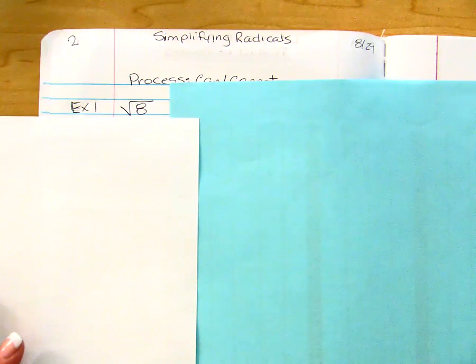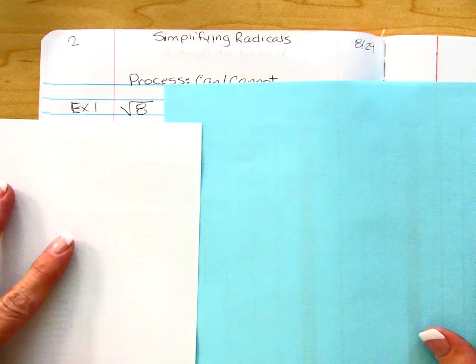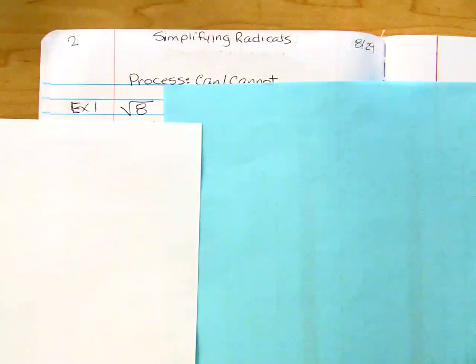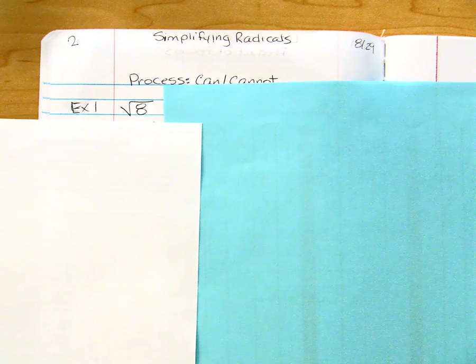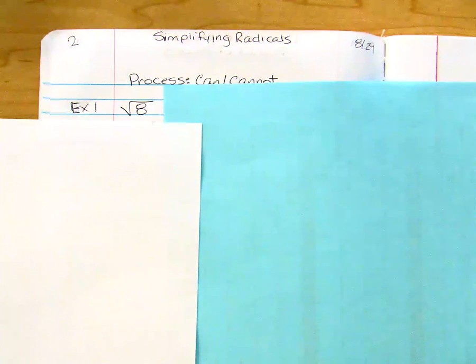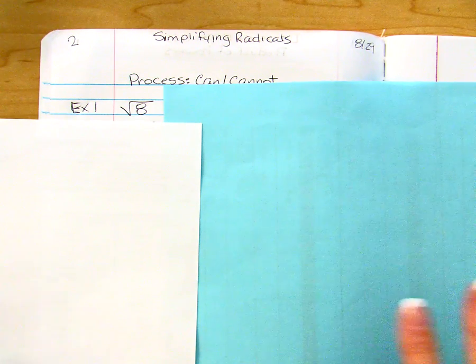So here's example 1. Because 8 is not a perfect square, and if you're not sure whether the number under the radical is a perfect square or not, then what you need to do is look at your resource section, go to your perfect squares list and see if it's in that list. If it's not, then we need to do this process.